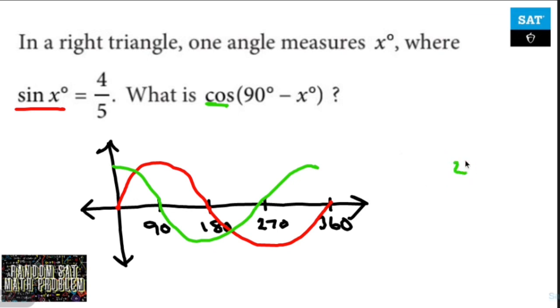So you still get 4/5 because there's a horizontal shift, where if I take 90 degrees, scooch it over, I end up with the same exact thing. So that's how sine and cosine work out from a graphical point of view. That's how they're related. This is just a fun trig identity.